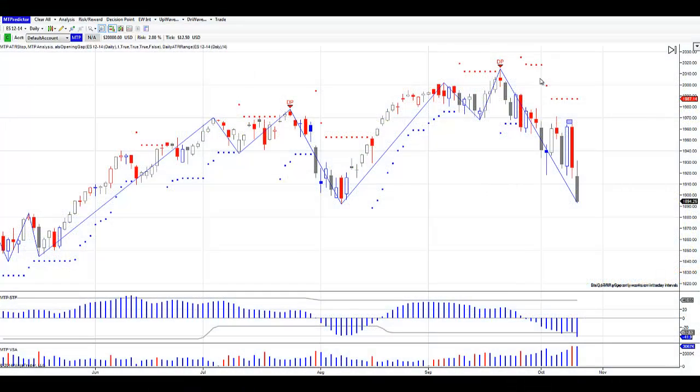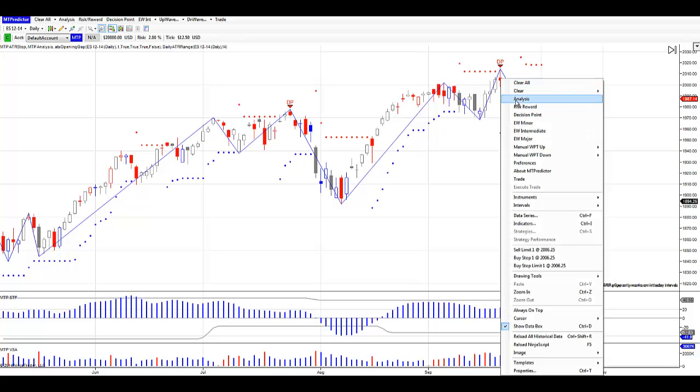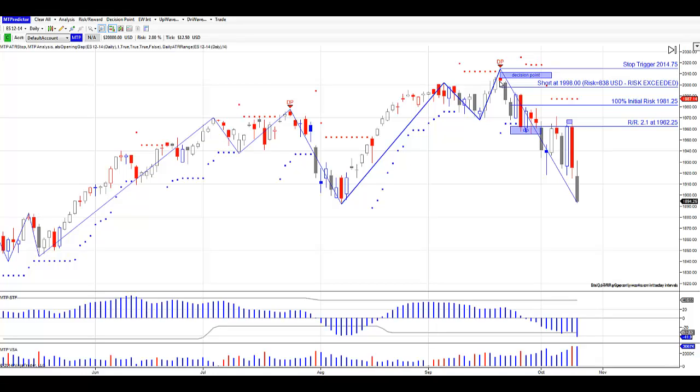Here's the current contract of the S&P on the daily chart, and we had our sell signal back here. You can see this was on the 19th of September, and the target was reached back on the 25th of September. But we talk about this decision point level, what this target was. It's a decision point where the market needs to make a decision.